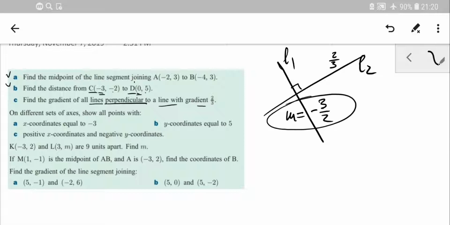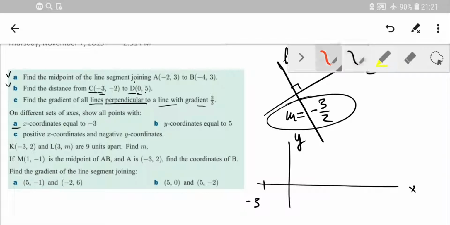That's the final answer. Okay, so on different sets of axes, show all the points with x coordinate equal to -3. So simply, what do you need to do? You need to fix the x coordinate to be -3. This is the x-axis, and you just need to show all the points, so basically a vertical straight line with the equation x equals -3. Then y coordinate equal to 5: we fix the y level and put the horizontal line. So y equals 5, that's the equation.